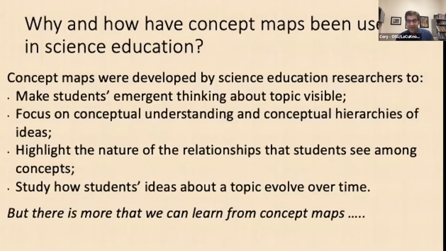Learning is a very complex process, and we tend to simplify it, but concept maps are a way to try to keep some of the messiness and keep some of the complexity in how we think about things. So they're emergent thinking about a topic, and they focus on conceptual understanding and also our conceptual hierarchies, how we have things organized. It's human nature, I think, to organize things into hierarchies. And they highlight the nature of relationships that we see between concepts. So often we learn things as conceptual chunks, but then the real hard work of science learning is how do those chunks fit together to make broader meaning.